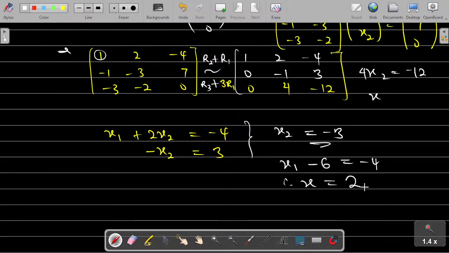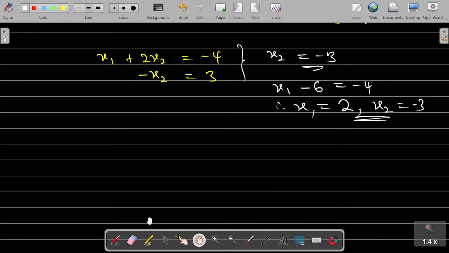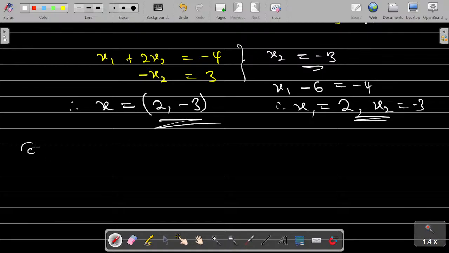Okay, so I can summarize here. x1 is 2 and x2 is minus 3. Therefore, we can now say that the x that we are looking for is actually x equal to 2 comma minus 3. You can either write it as a column vector or as a row vector. The solution is just the same. Okay, and that is for B. So we go straight away to question C.